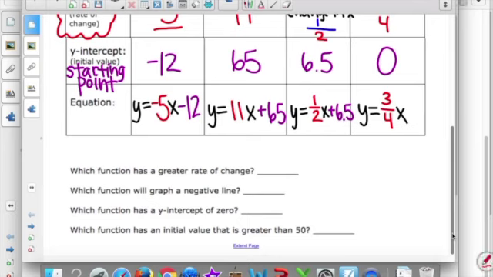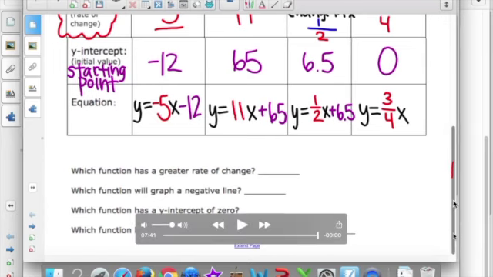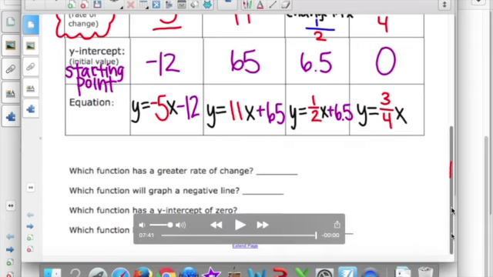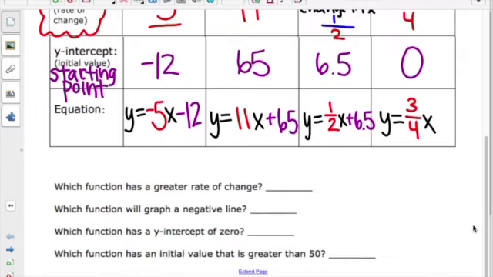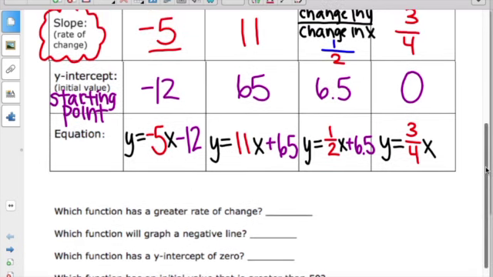All right, we have 4 questions we're going to answer. So looking at our A, B, C, and D, which function has a greater rate of change? Rate of change is our slope. So which one has a greater slope? So if you look at your slopes, we have -5, 11, 1/2, and 3/4. So which one is the greatest? 11. So that was B.